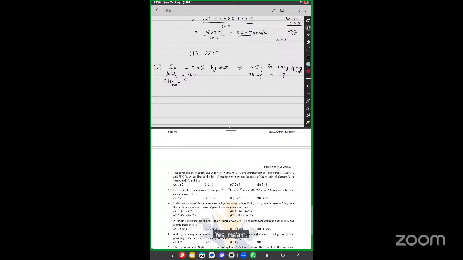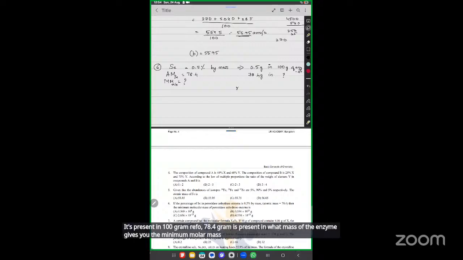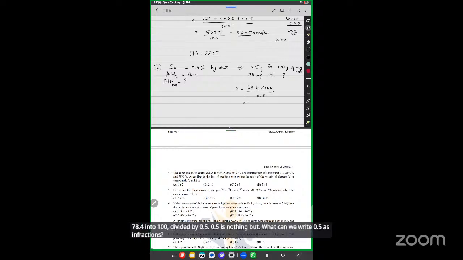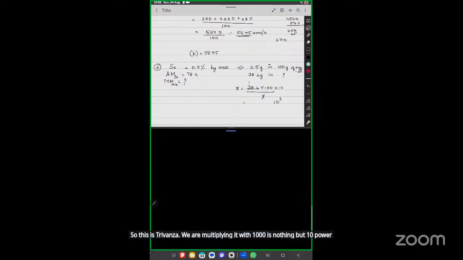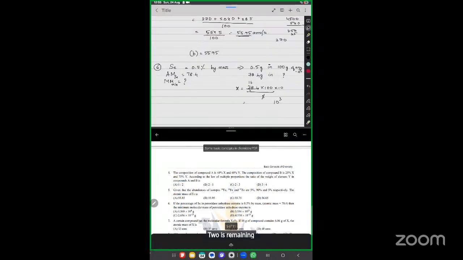Okay. So what you're going to get here is 0.5 gram is present in 100 gram. Therefore, 78.4 gram is present in what mass of the enzyme gives you the minimum molar mass. So X would be here 78.4 into 100 divided by 0.5. 0.5 is nothing but, what can we write 0.5 as in fractions? 5 by 10. Yes. So I write here 5 and 10. I'm writing it here. Right. So this is 5 ones are, we are multiplying it with 1000 is nothing but 10 power 3. So 5 ones are 5, 5 twos are 10, 2 is remaining. Again 5 fives are 25. So 3 is remaining. Point I'm going to put.